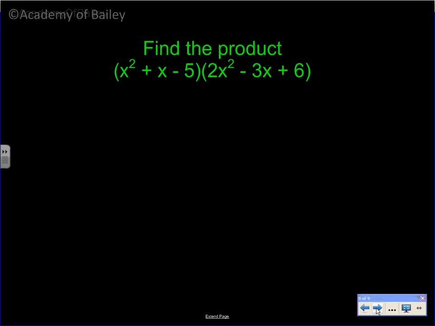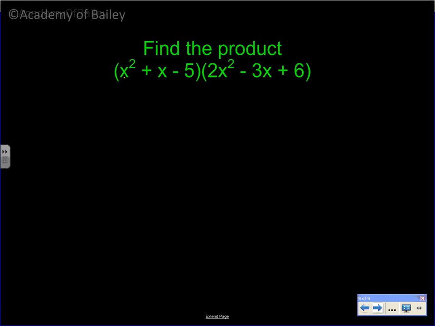And let's look at this last one. This last one is not any different. It's just a trinomial times a trinomial, and it's really not any different than what we've been doing. As long as you multiply everything in the first parentheses by everything in the second parentheses, we're going to get the correct product there.